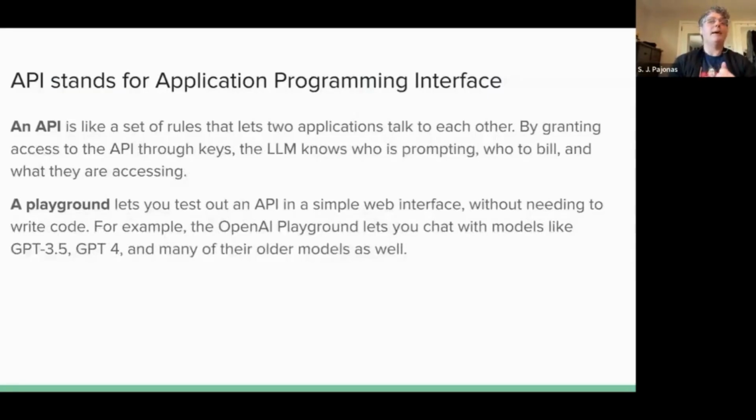Okay. API stands for Application Programming Interface. It's a set of rules that lets two applications talk to each other. And that's really all you need to know, because unless you are programming these things yourself, you won't really have to deal with much of that. And a playground is a place that lets you test out API calls, like in a simple web interface. I was showing earlier the OpenAI playground where I was showing off my fine-tuned data set. So you've already seen it, and we're going to go to that as well here in a minute.